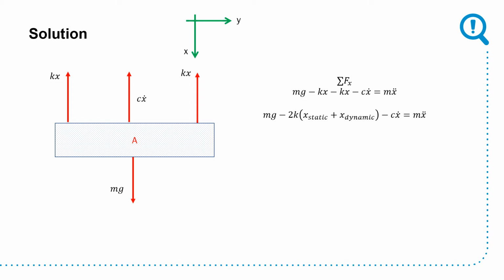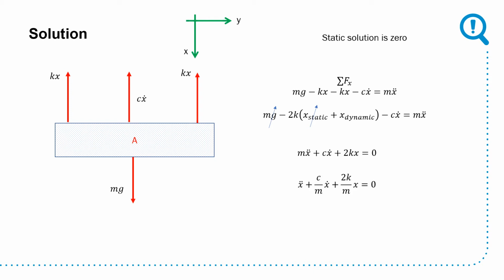m x double dot. And if I put in all the terms, I'm going to have the static term and the dynamic term associated with the spring. The other terms, x dot, when it's static, x dot is equal to 0, so damping doesn't occur, and when it's static, there's no acceleration. So really only the first two terms play a role. And in that case, those terms will go away. So my equation becomes m x double dot plus c x dot plus 2kx equals 0.